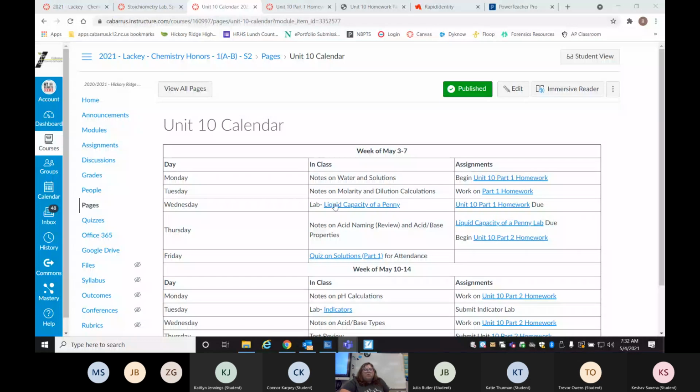For tomorrow, we are doing a lab. We're doing liquid capacity of a penny. So we'll do what we did with the last lab, where everyone will be split into their different groups, and we'll have one group streaming to the people at home.